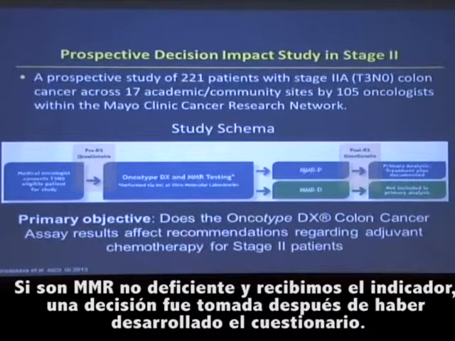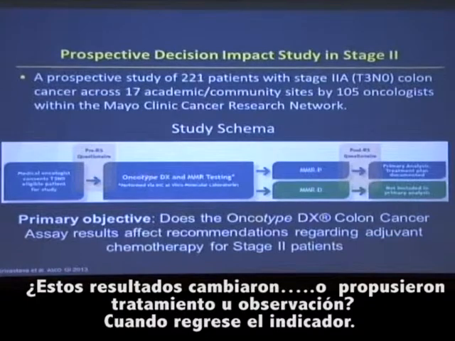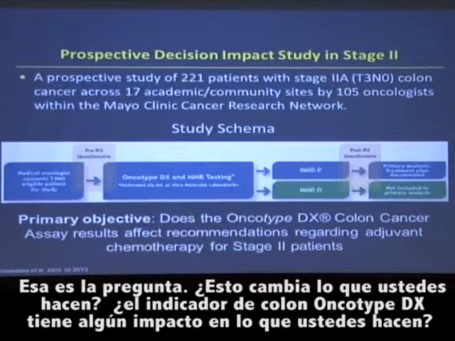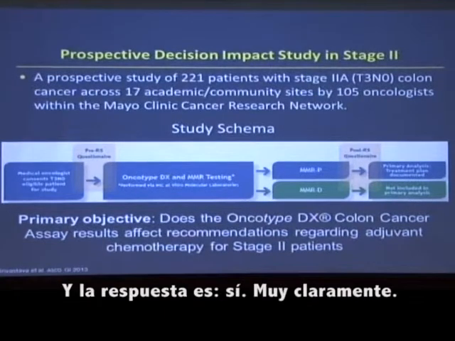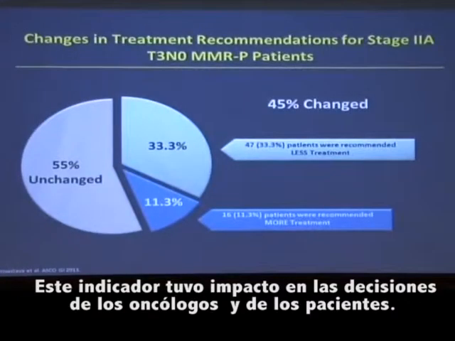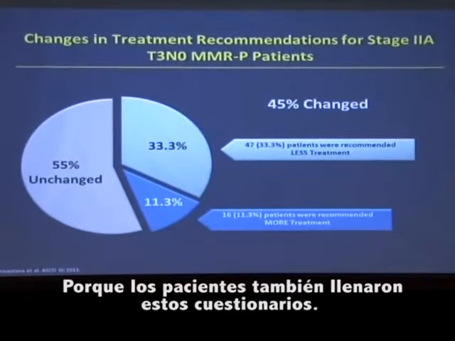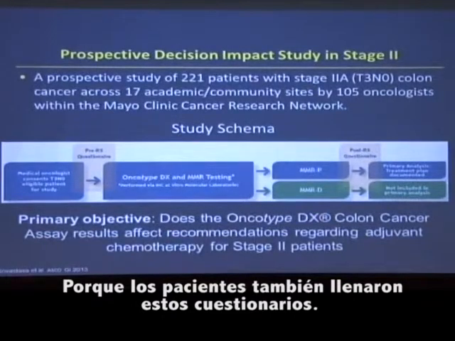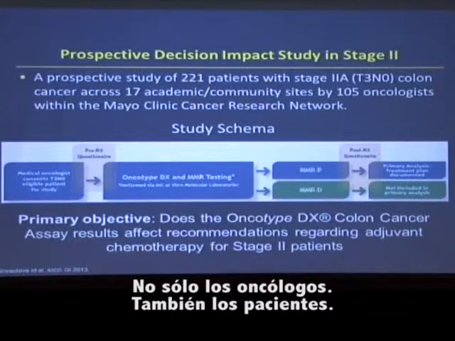If they were proficient, and we got the score back, a decision was made after a post-questionnaire was performed, okay? Did this result change the proposed treatment or observation when the score came back? That's the question. Does it change what you do? Does the Oncotype DX colon score impact what you do? And the answer is yes, very clearly. It impacted what the oncologist decided to do, and also what the patients decided to do, because the patients also filled out these questionnaires. It was not only the oncologist, but also the patients.